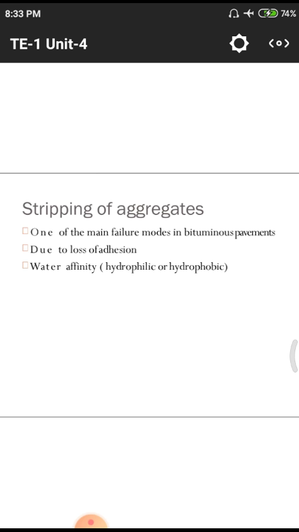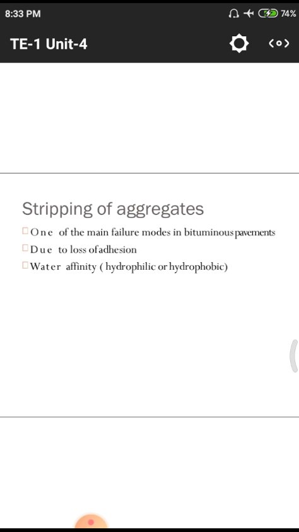Why? Because in the morning time we are facing this huge amount of temperature, as well as in the evening time we are facing very low temperatures, that means 10 to 15 degrees. Due to this rapid changing, it also leads to unreactive behavior, so that there may be some quantity of loss of adhesion between particles. Next one, water affinity.